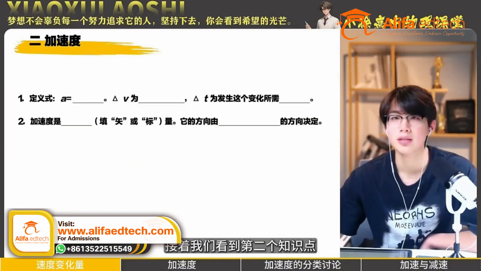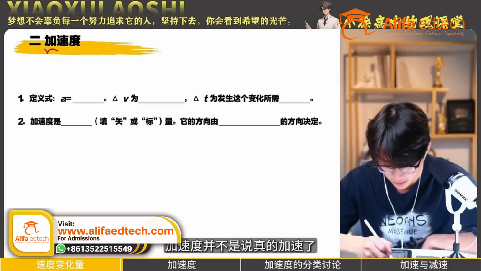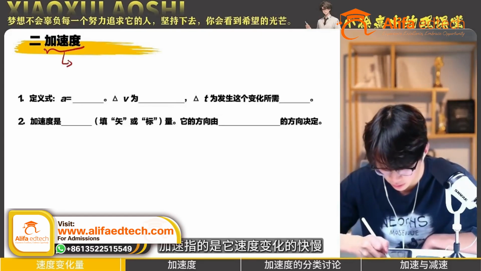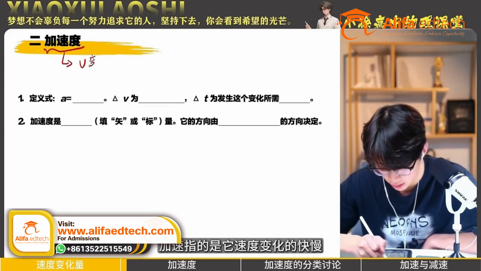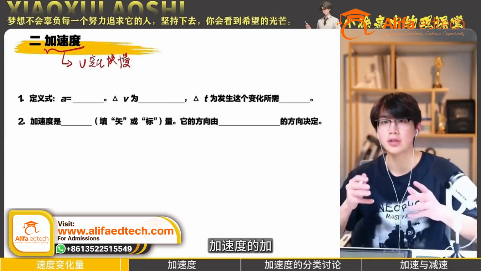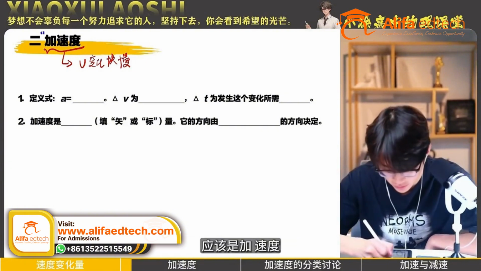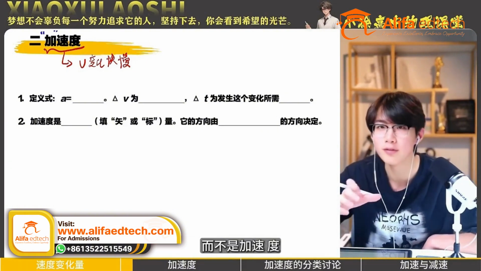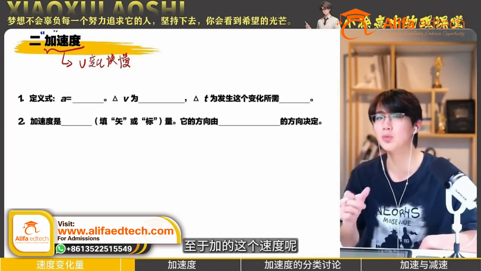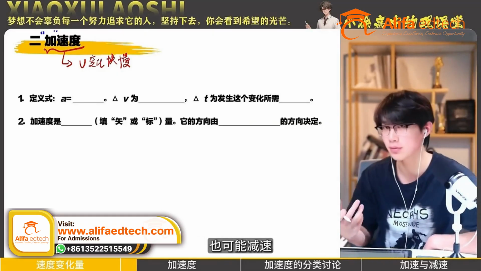Next, let's look at the second concept, acceleration. So what is acceleration? Acceleration doesn't necessarily mean speeding up. It can also mean slowing down. Acceleration refers to how fast the velocity changes. For the word acceleration, you should actually separate it into "add" and "velocity". It should be "add velocity". You have to be precise with the wording. As for the velocity that's added, we don't know if it's positive or negative, so it can be speeding up or slowing down.